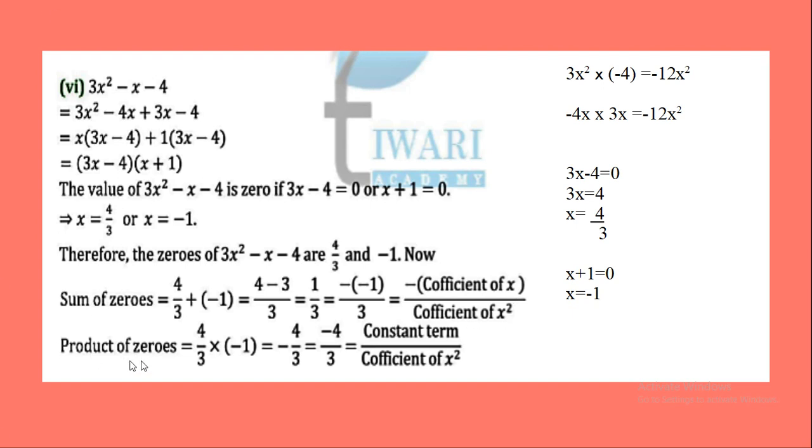Next, the product of the zeros is equal to 4 by 3 into minus 1, that is equal to minus of 4 by 3. That is minus 4 by 3. The minus 4 is the constant term and 3 is the coefficient of x square. Thus we verified that the product of the zeros is equal to constant term by coefficient of x square. Thus we verified the relationship between the zeros and the coefficients of this polynomial.